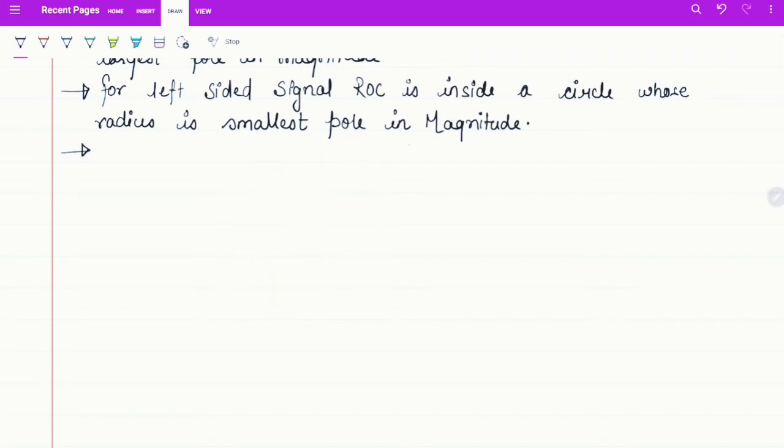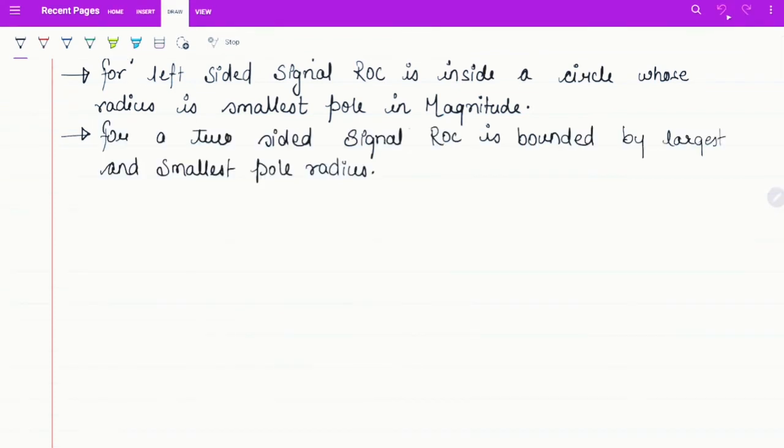Okay, quickly solve one question so that we'll get a clearer idea about this topic, the property of ROC. I'll take an example and try to find the signal first, and then we are going to find the causality and stability of the right-sided, left-sided and two-sided signal.